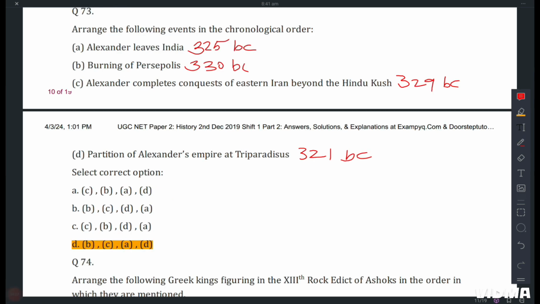Okay, so here are the dates. सबसे पहले burning of Persepolis, 330 BC, approximately 331 it is. Then Alexander completes conquest of eastern Iran beyond the Hindu Kush 329. Then Alexander leaves India 325, and then partition of Alexander's empire at Triparadisus 321 BC. उसके बाद में Alexander की डेथ भी हो जाती है. Okay.